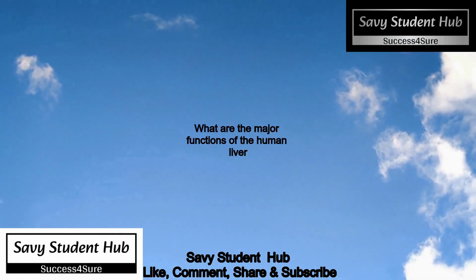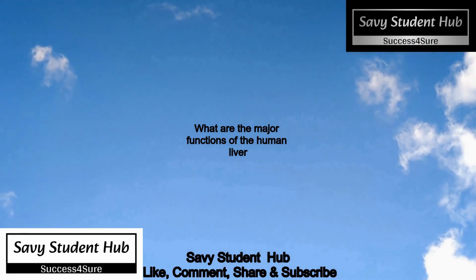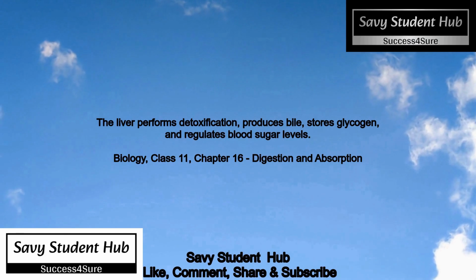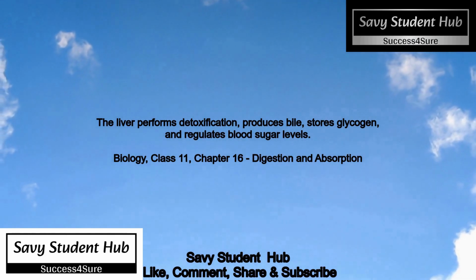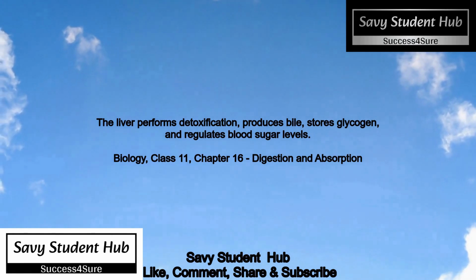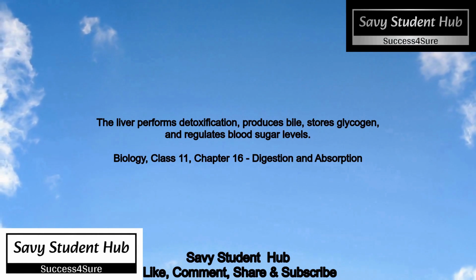What are the major functions of the human liver? The liver performs detoxification, produces bile, stores glycogen, and regulates blood sugar levels.